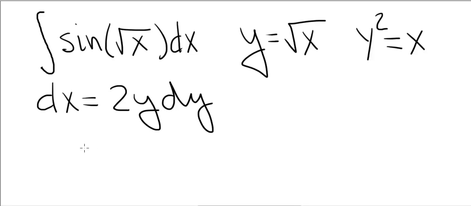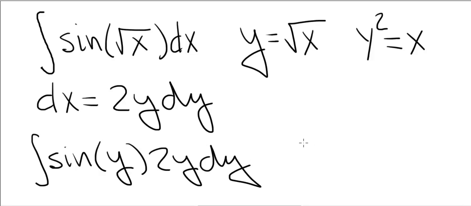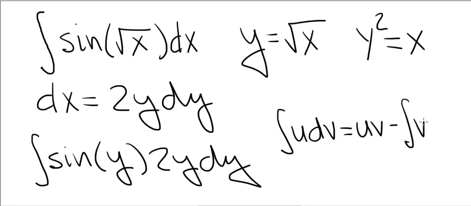We can now replace x with y, and our integral looks like this. Sine, what used to be square root of x, is now sine of y, and dx is replaced with 2y dy. And now we're going to use integration by parts. Recall the integration by parts formula: the integral of u dv is equal to u times v minus the integral of v du.